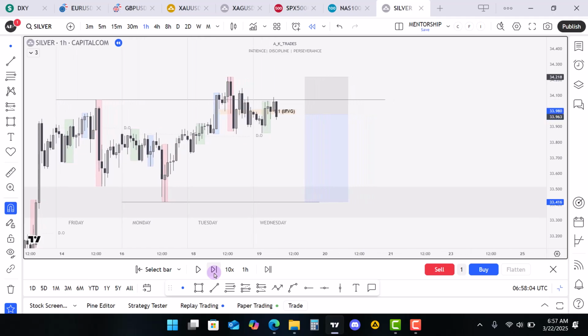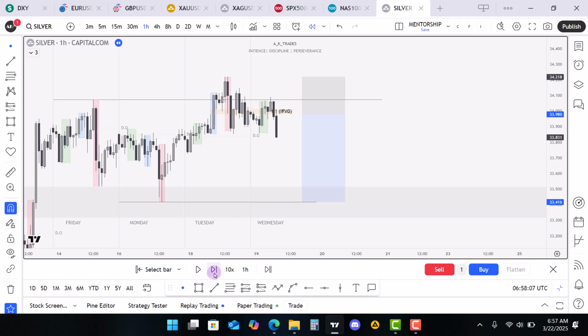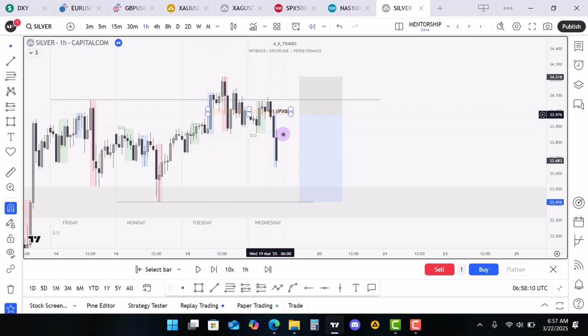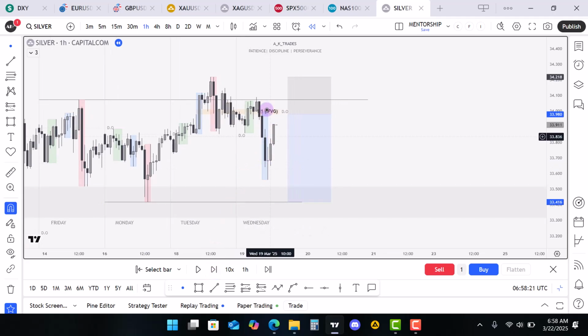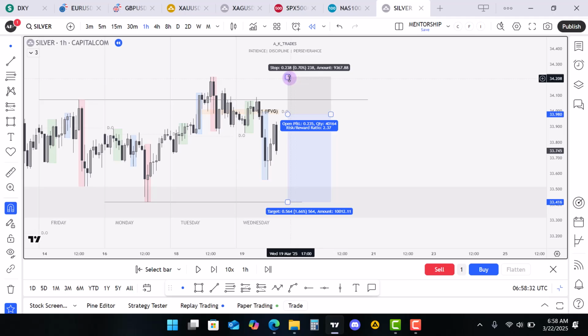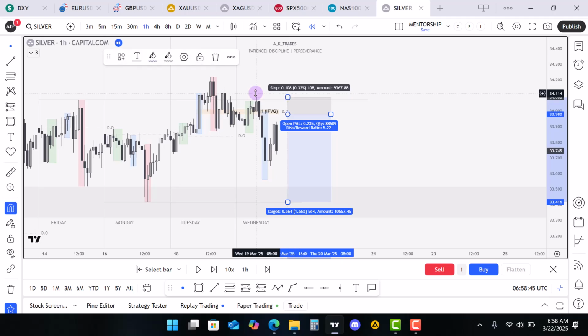So as you can see, there was a consolidation around the inversion fair value gap and our change in state of delivery here before price started expanding lower. So at this point, market has reached almost a 2 R. So I took 50% of my position at this point and then moved my stop loss to this swing point here. That is where I moved my stop loss to, and then allowed the rest of the trade to continue.